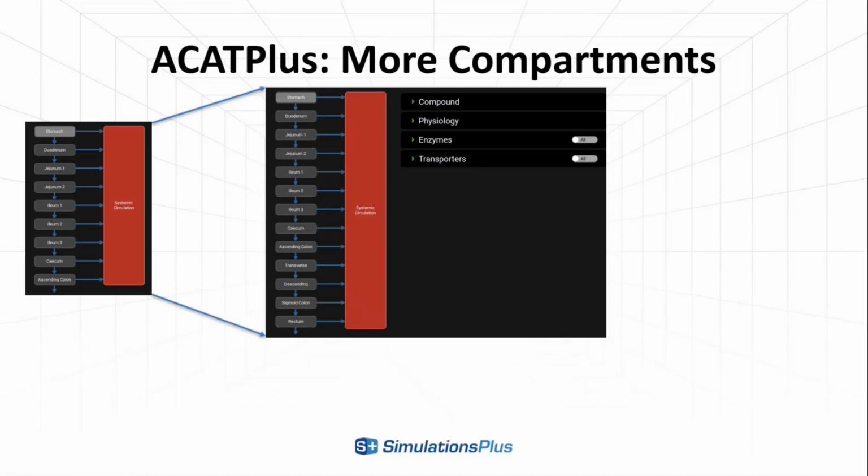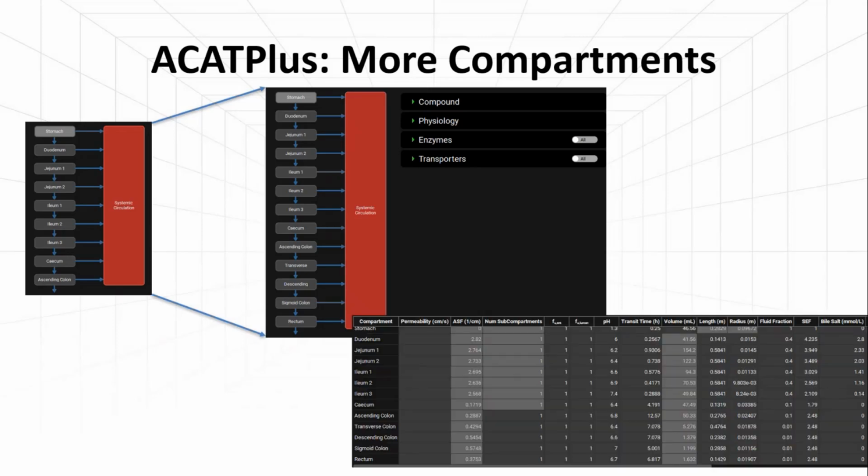Also, to better describe the transit delay in the large intestine, ACAT Plus allows user-defined subcompartments for each colon segment. This is something that you will see on the ACAT Plus table. Here in this column, you will see the number of subcompartments, and those values for the lower part of the gastrointestinal tract can be edited.